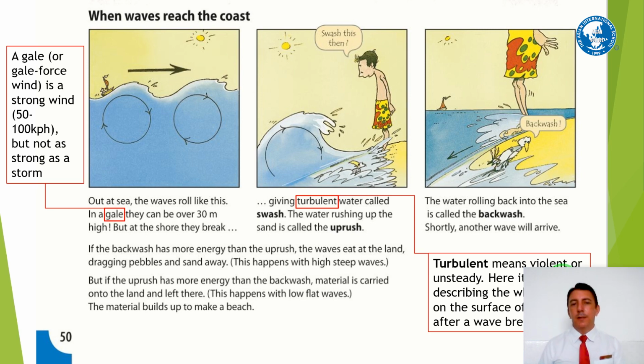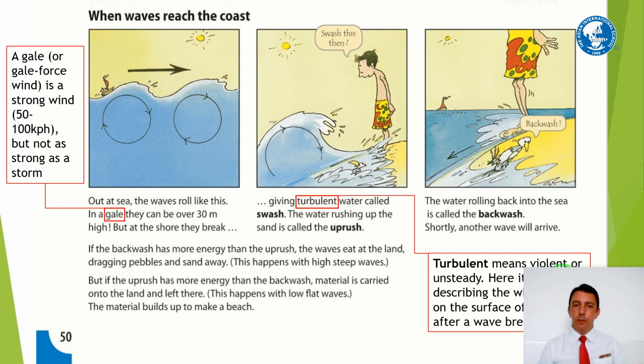If the backwash has more energy than the uprush, the waves eat away at the land, dragging pebbles and sand away. So if there's more energy going back into the sea, it's going to pull material, the sand, the stones, with it, back out to sea. And this happens with high, steep waves. So high, steep waves have stronger backwash.